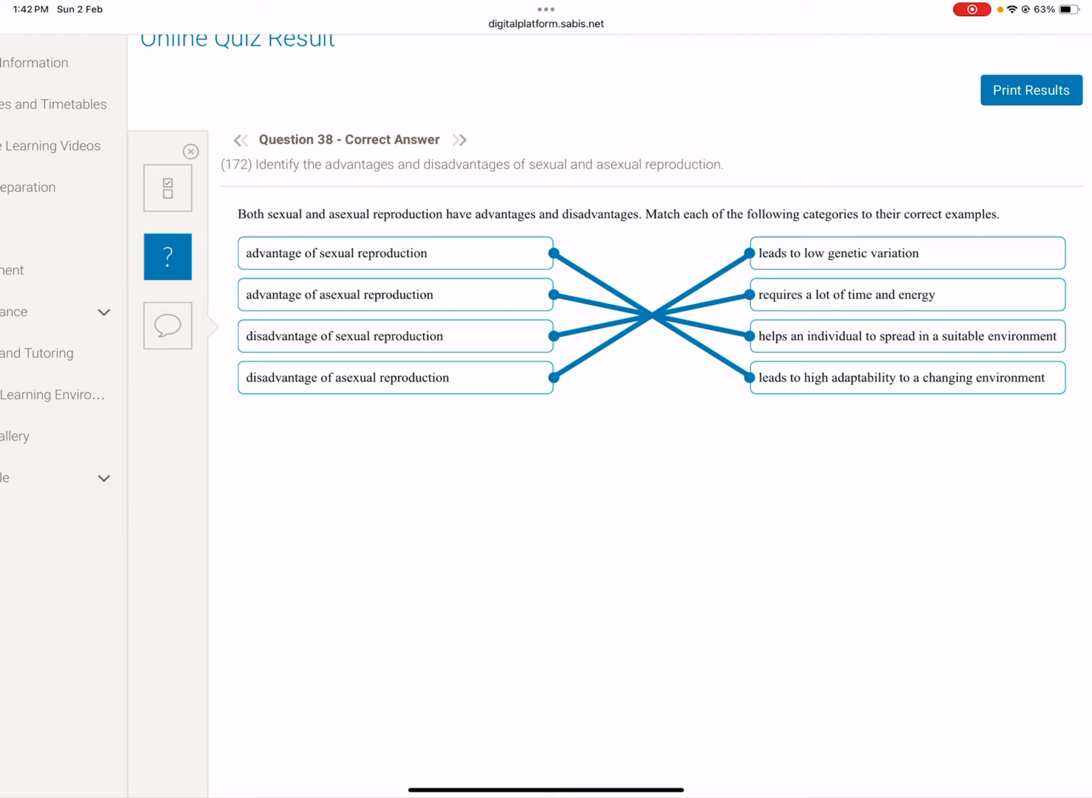Okay, here are the advantages and disadvantages of sexual and asexual reproduction. An advantage of sexual reproduction is that it leads to high adaptability, as we said. Another advantage, for asexual reproduction, is that it helps an individual spread in a suitable environment. While a disadvantage of sexual reproduction is that it takes time and energy. A disadvantage of asexual reproduction is that it leads to low genetic variation.